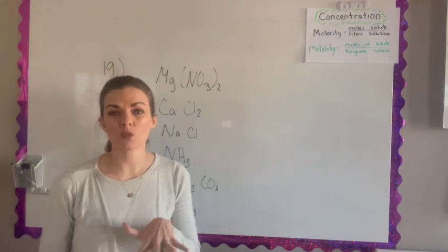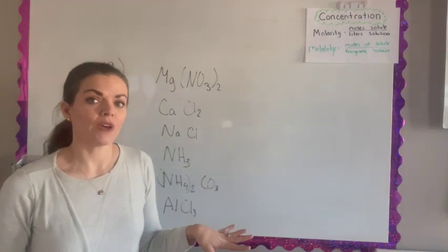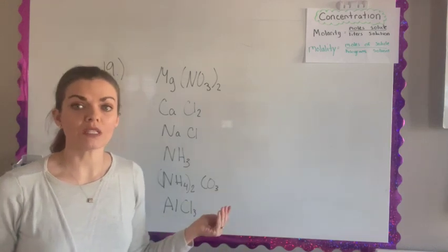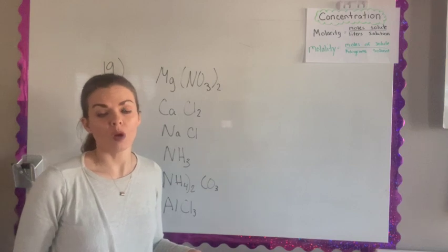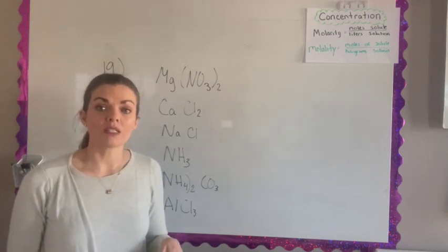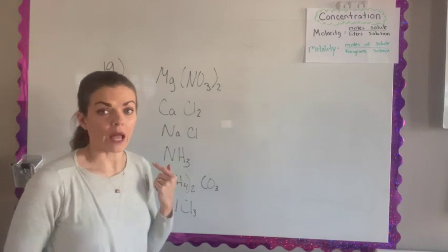And so it wants to know which one's going to have the lowest freezing point. So all of these are in water, which would have had a freezing point of 0 degrees Celsius. And so we're really looking for which one is going to lower the freezing point the most. And so the variable that it is going to depend upon is the i, or the number of particles. So we're going to figure that out.